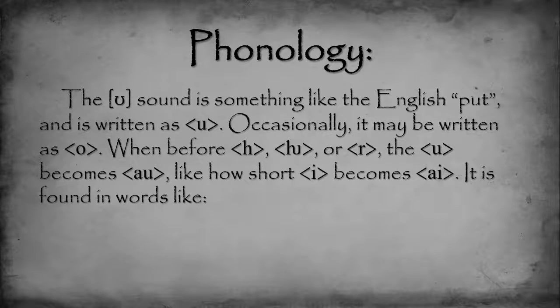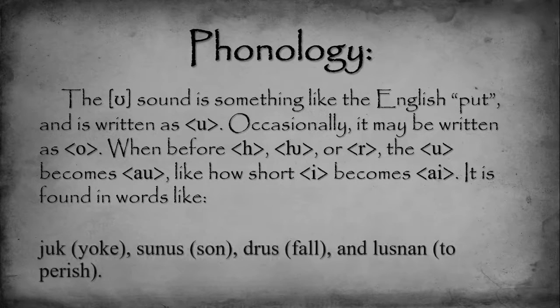The short U sound is something like the English put, and is written as U. Occasionally, it may be written as O. When before H, hw, or R, the U becomes AU, like how short I becomes AI. It's found in words like juk, meaning yoke, sunus, meaning son, drus, meaning fall, and lusnan, meaning to perish.